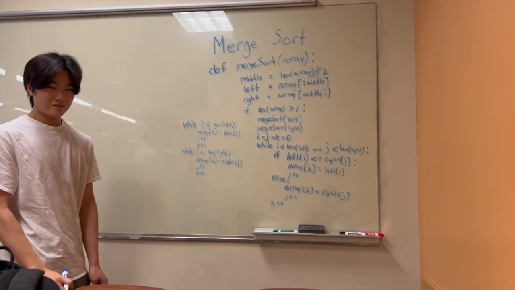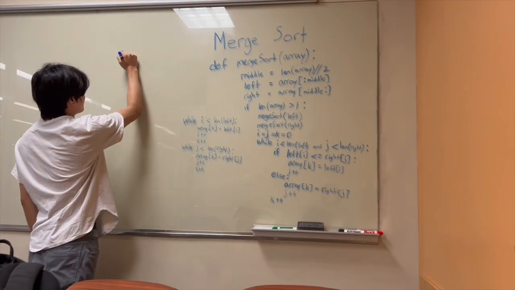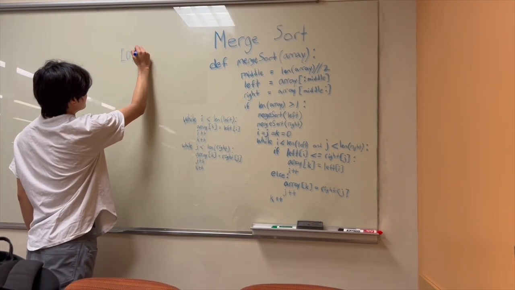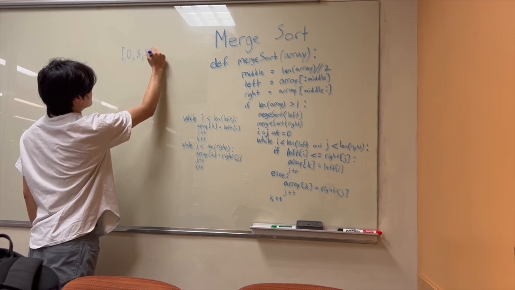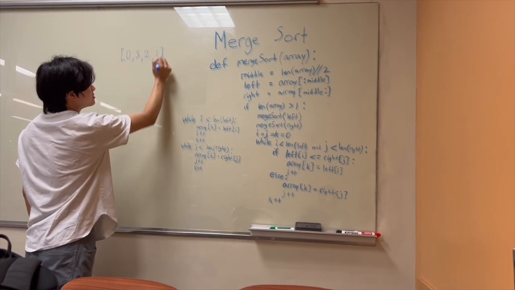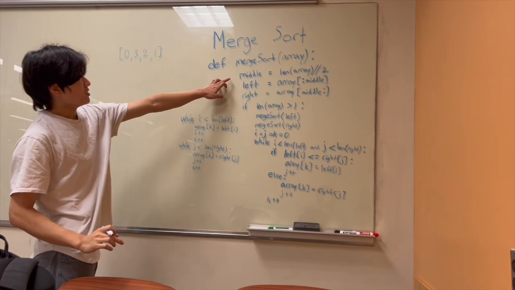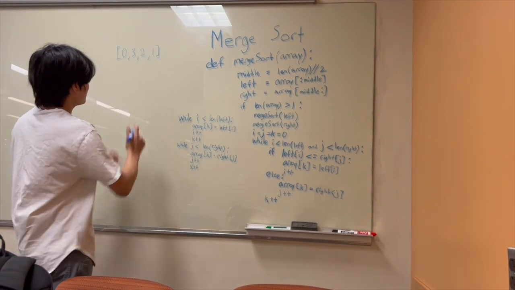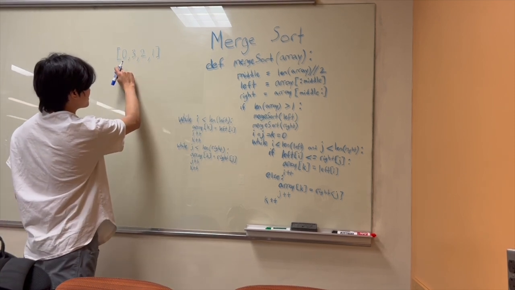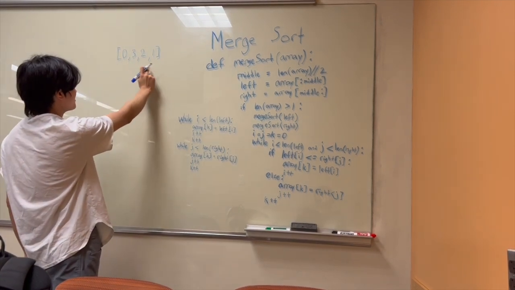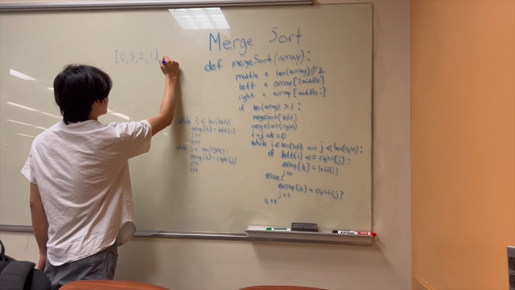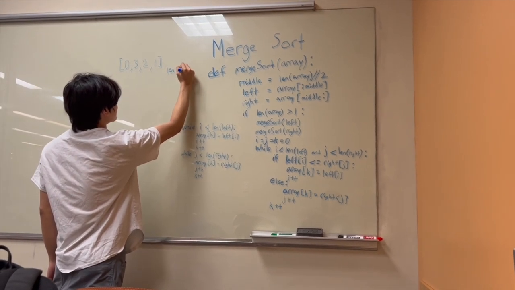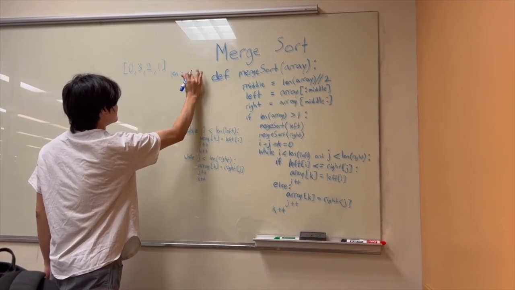So now that we have that, the algorithm is, for example, if our array is like 0, 3, 2, 1. First, we'll define the middle index as like here, so that would be 2, because the size is 4, and then divided by 2 is 2. So length of this is equal to 4, or 2.